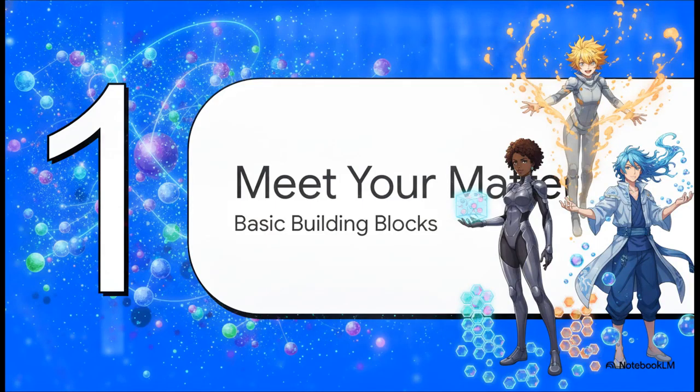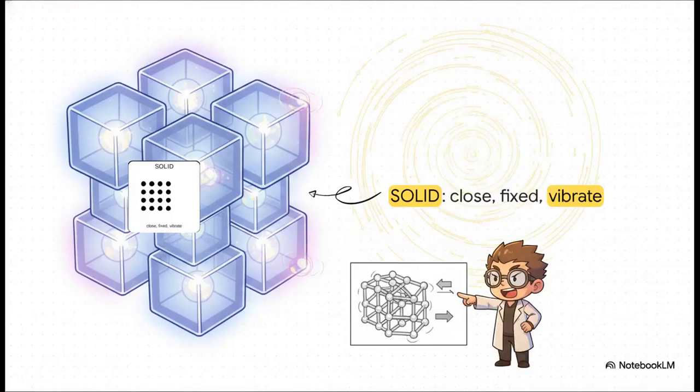Section 1. Meet your matter, the basic building blocks. To really understand our world, we've got to introduce the three main characters of our microscopic universe. Everything around us is made of particles, and their behavior completely dictates whether a substance is a solid, a liquid, or a gas. Right off the bat, look at how solid particles are tightly packed together. They're totally fixed in a specific place.